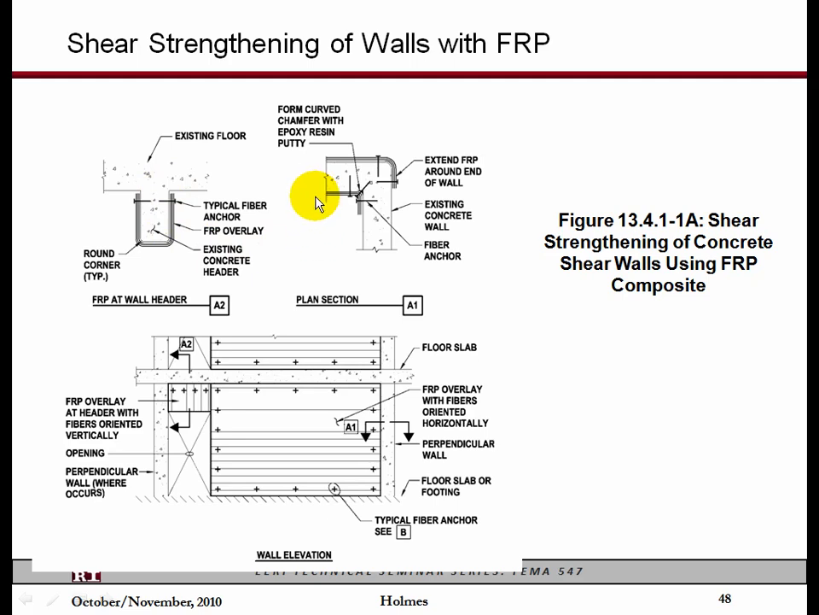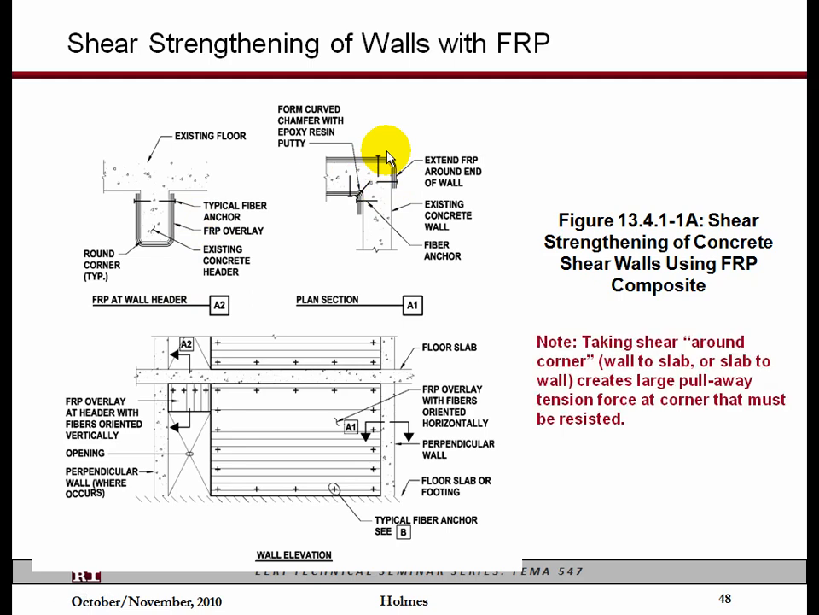At corners, there's another issue in terms of how you tie this wall into this wall. There's also a shear transfer problem at a corner. I think I have another slide here, but you just need a lot of these fiber anchors at the edges and corners in order to make sure these don't become the weakest points. If you try to take shear around a corner with this material, it's a problem.